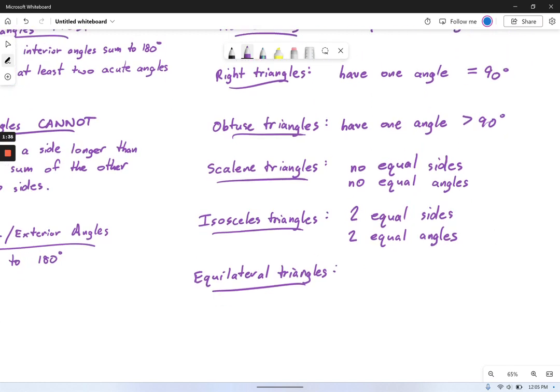And then the equilateral triangle is the last major type. Three equal sides. That's kind of what equilateral means. And therefore, if there are three equal sides, that means there must be three equal angles. In other words, every equilateral triangle has angles of 60 degrees because all the angles are the same and they have to add up to 180, so that kind of forces that.